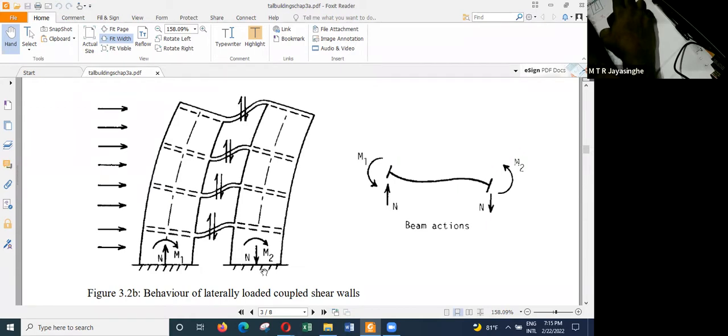So you will get a total of capital M. But now you see M1 plus M2 plus n times L is capital M. So if you want, you can get the addition of M1 and M2. M1 plus M2 is M minus NL. That means the total moment resisted by the two shear walls is now low. If you don't have coupling action, the total moment M is equal to M1 plus M2. But now what happens is, total moment is equal to M minus NL.